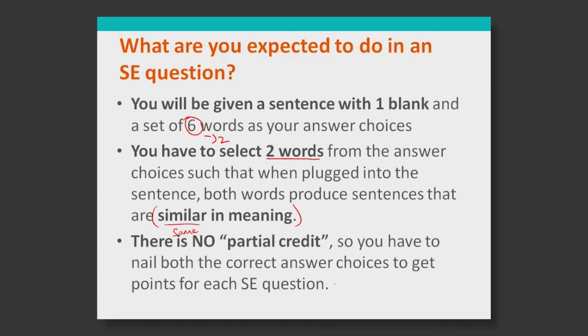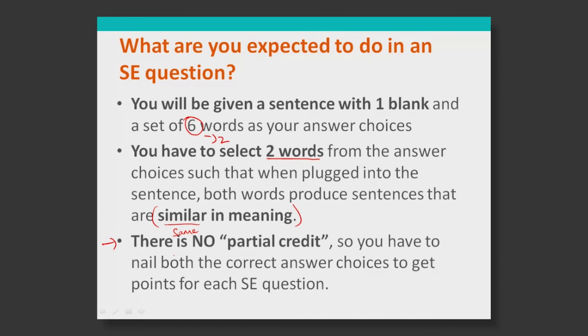Now this is even sillier with SE question types because getting one of them right means you understood the meaning of the sentence and you managed to pick the other one. I don't know, maybe you didn't recognize the word or maybe it was a tricky answer choice, but you were so close and you lost that point. So avoid making this mistake when it comes to SE questions.